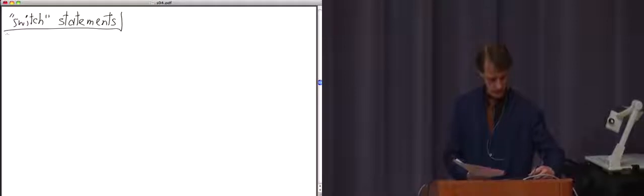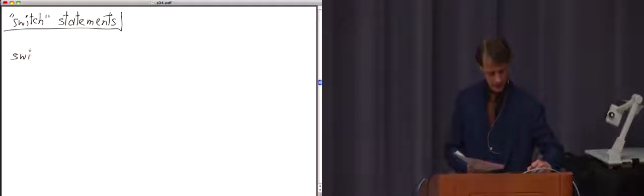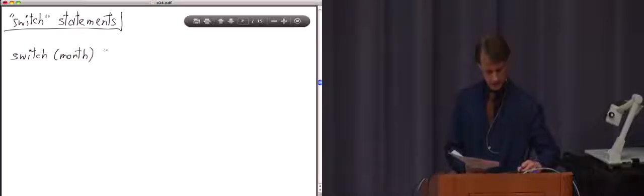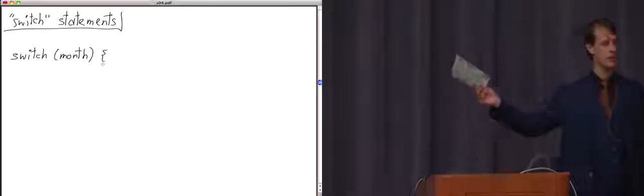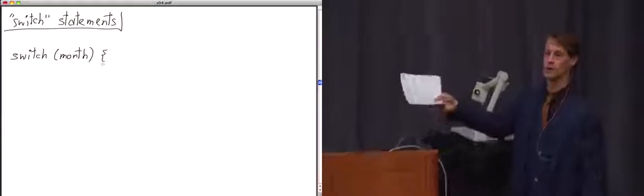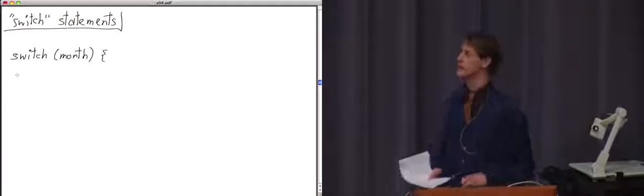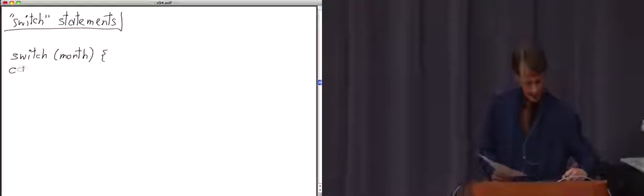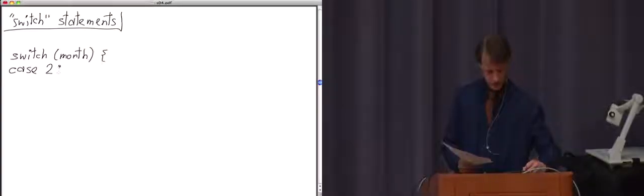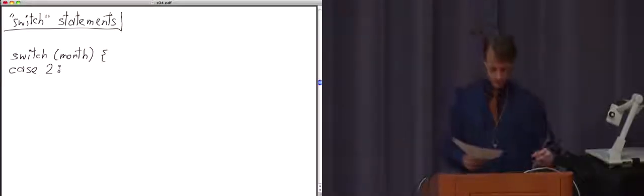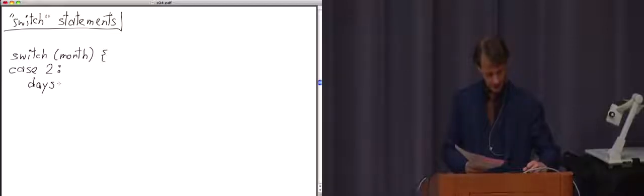So for instance, let's suppose that we have an integer called month. And we're supposing here that month is an integer between 1 and 12. 1 is January, 2 is February, 12 is December. And so we want to figure out how many days are in that month. So inside a switch statement, we have a bunch of different cases that refer to different values of month. So for instance, there is the case where month equals 2. That means February, in which case there are 28 days in February.